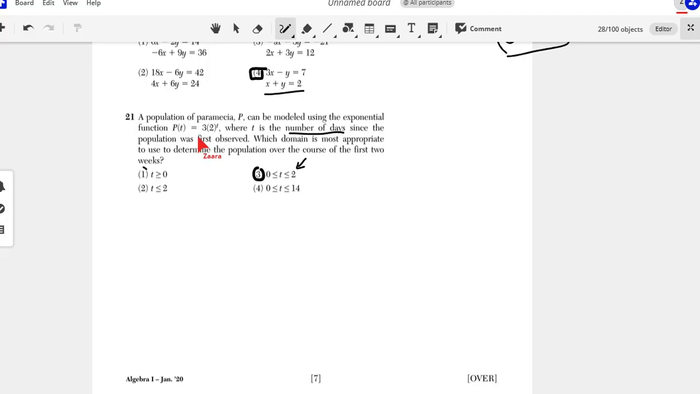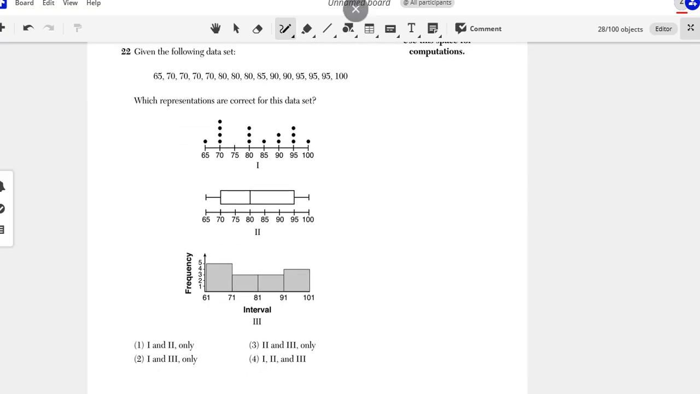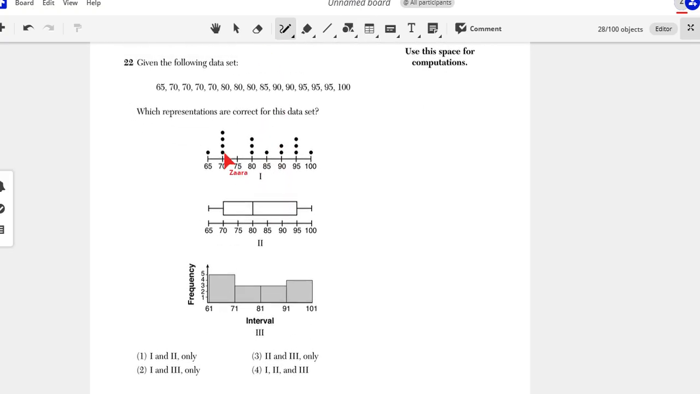So it is t greater than or equal to 0. We can take t equals 0, and at the same time we can extend it to any number. Sorry, we have to write it for the first 2 weeks. In a week, t represents the number of days. In 2 weeks there are 14 days, so option 4 is the correct one. Okay, we have to end it with that domain. Let's move to question number 22.